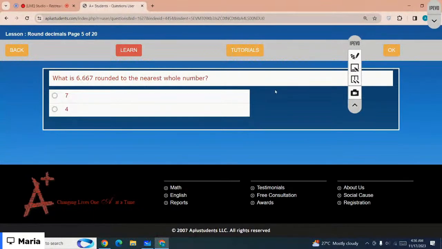Right? What is 6.667 rounded to the nearest whole number? So you have to round to the whole number, right? So right after the decimal you have 6. And 6 is greater than 5. So it would be rounded off to 7. Option is 7.